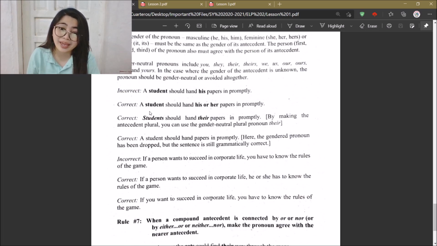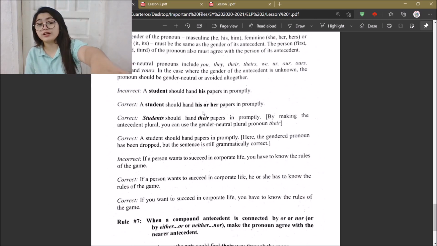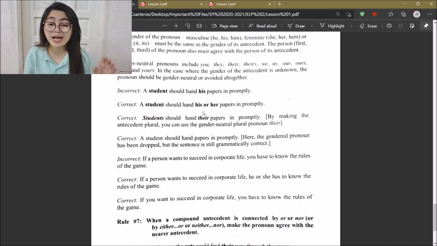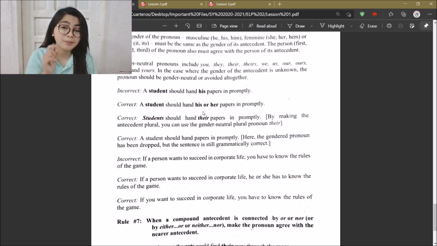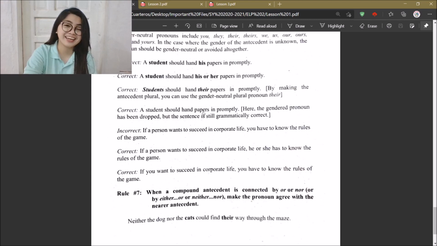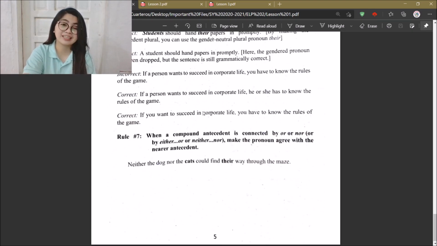So, ang correct way of placing your pronoun is to use "his or her," especially if generic nga yung subject of the sentence mo. So, a student should hand his or her papers in promptly. Another correct option is palitan mo yung subject mo. Pag ayaw mong marinig yung his or her, palitan mo ng pluralized form. Students should hand their papers in promptly. So, I hope na it's clear, okay? Ayan, we have another examples na lang din dyan.